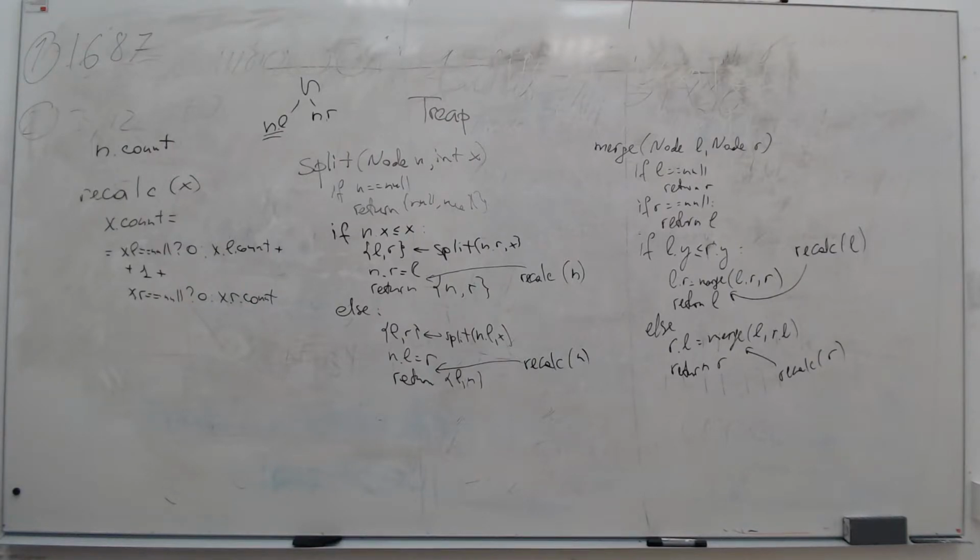So that's how you can answer the question: how many numbers are bigger than x or less than x? It doesn't matter. We just call split, we get the count in the corresponding tree, and then we merge it back. Okay?